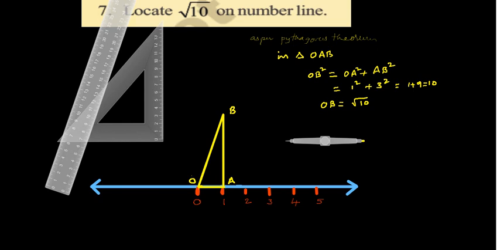Now you look there. This is a right angle triangle OAB. In the triangle, the length of OA is 1 unit. Length of AB is 3 units. Now you take the compass. This is the compass. First, you may observe what I did. You put one end of the compass at O.